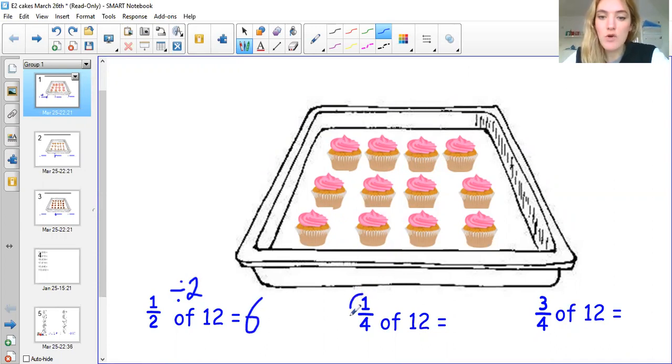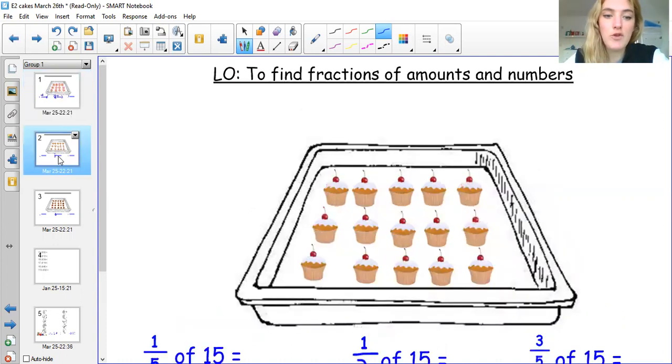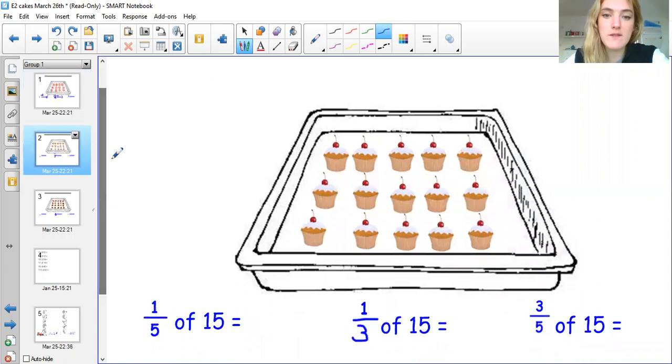Here is asking us a quarter of 12, which is the same as asking us 12 divided by 4. How many 4's go into 12? Well, if we do our 4 times table, that will give us our answer. 4, 8, 12. So a quarter of 12, the answer is 3. So if you're finding a half of something, you're dividing by 2, and if you're finding a quarter, you're dividing by 4. If you are asked to find a fifth of something, you're dividing by 5.